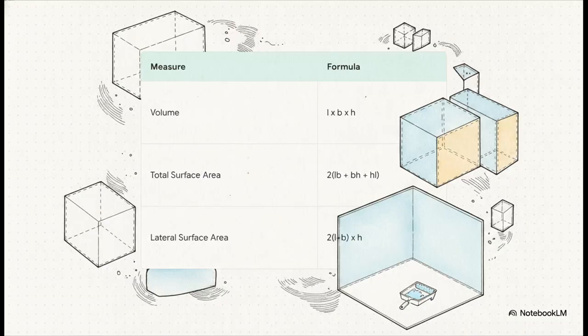Because a cuboid is such a predictable, uniform shape, the formulas to measure it are incredibly reliable. To find the volume, you just multiply length by breadth by height. Super easy. But look closely at the surface area formulas because there's a really important distinction here. Total surface area calculates all 6 faces, top, bottom, and all 4 sides. However, lateral surface area only calculates the 4 vertical walls. So, say you're painting a room, but you're skipping the floor and ceiling, that lateral surface area is the exact formula you're going to need.